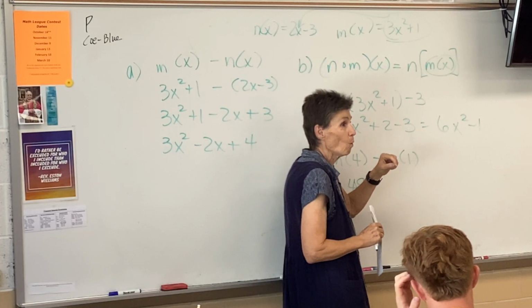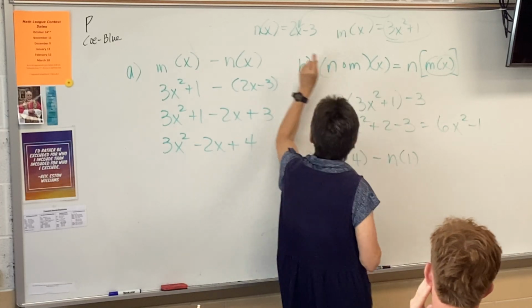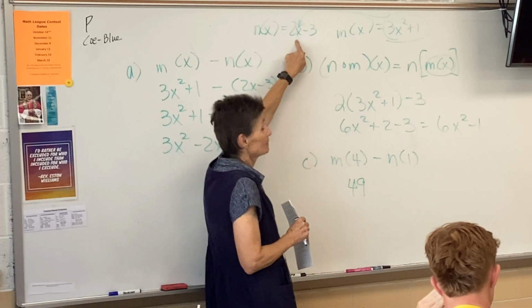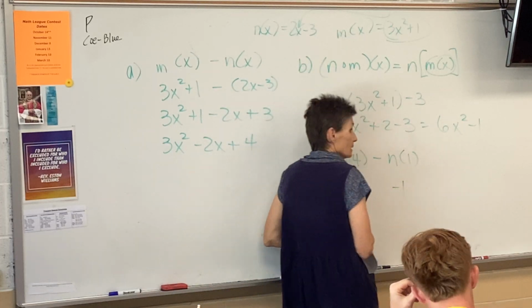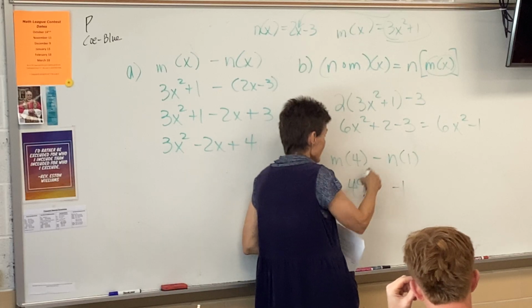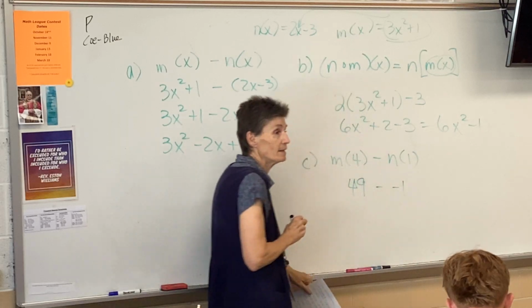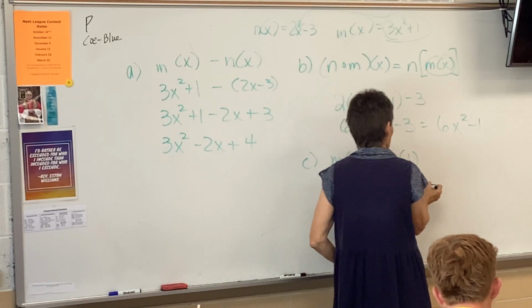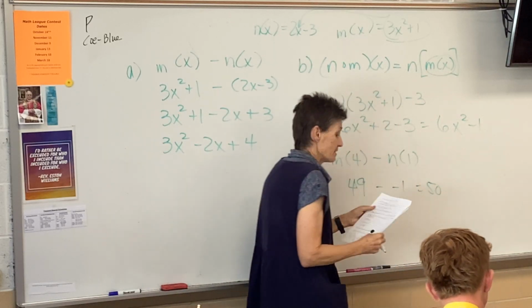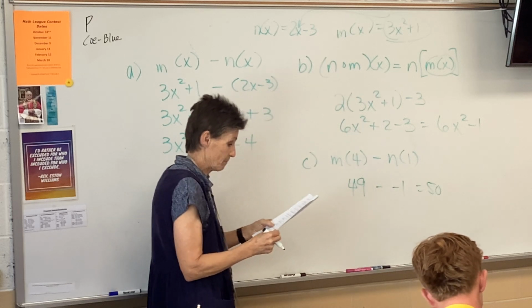And then n of 1. n of 1 would be negative 1. And then the problem says, take those two answers and subtract them. So I hope you got 50. I did. That's the answer to that one.